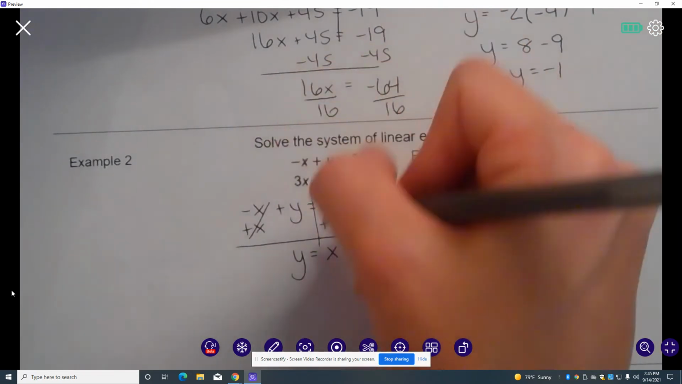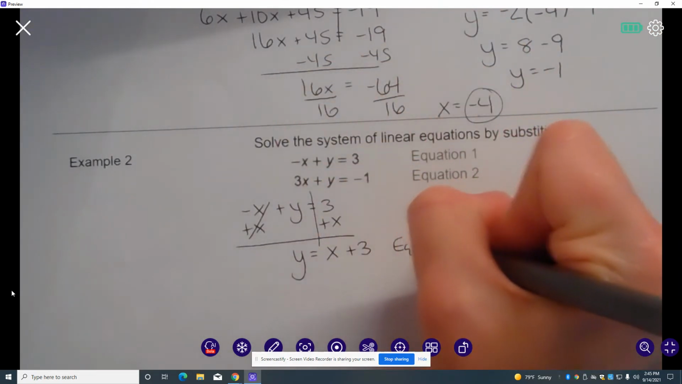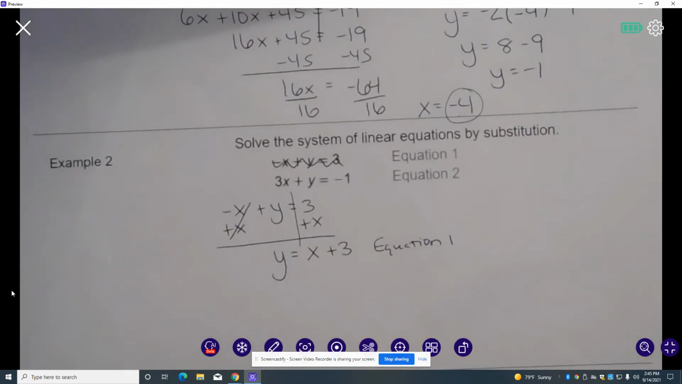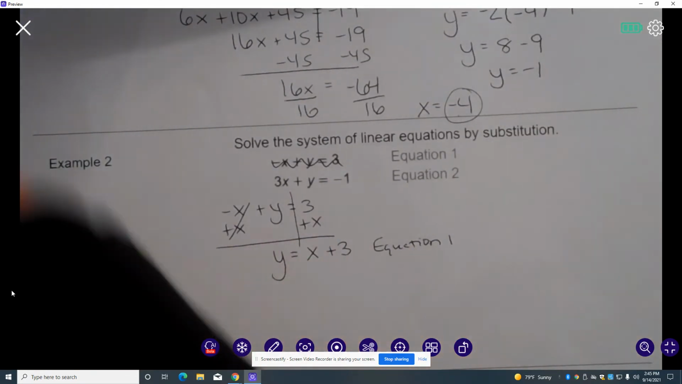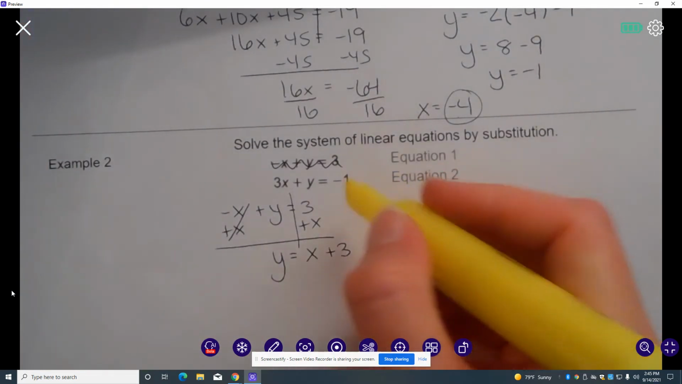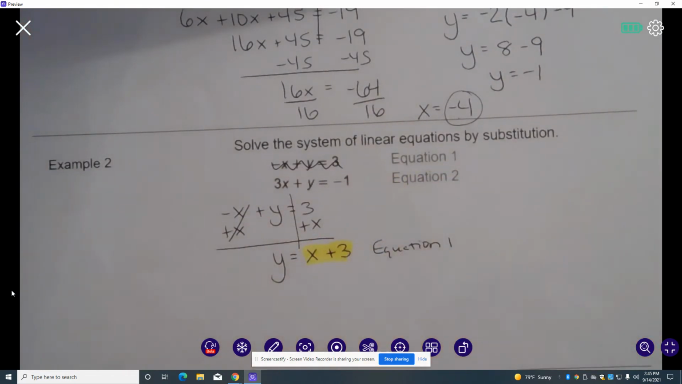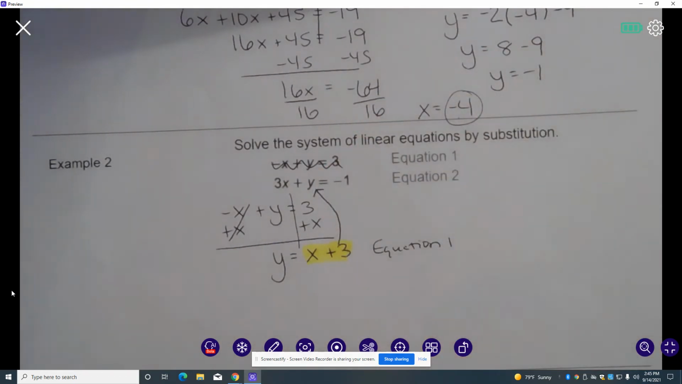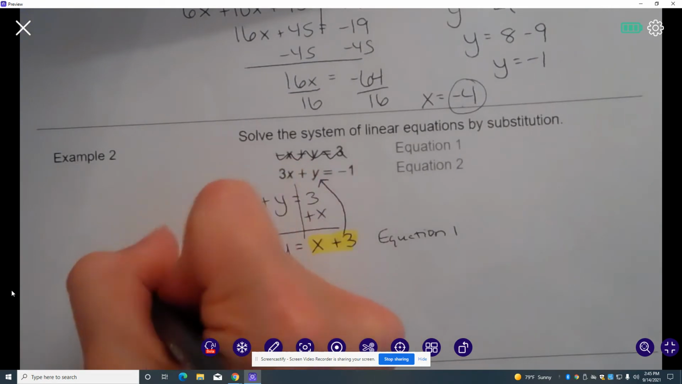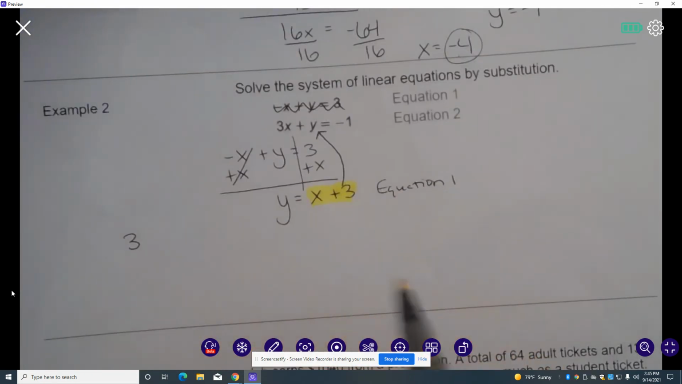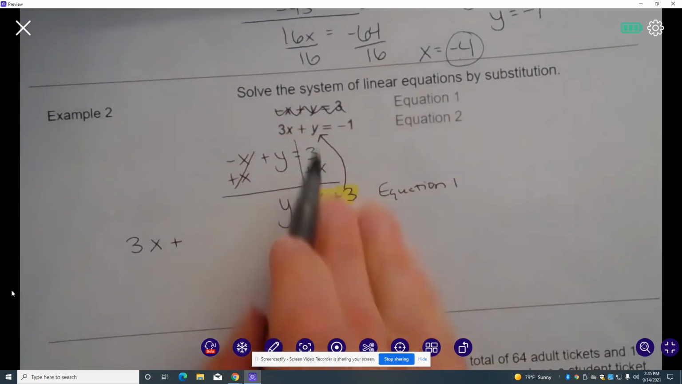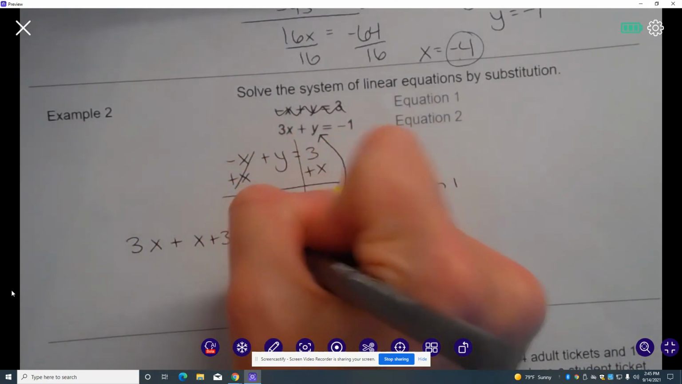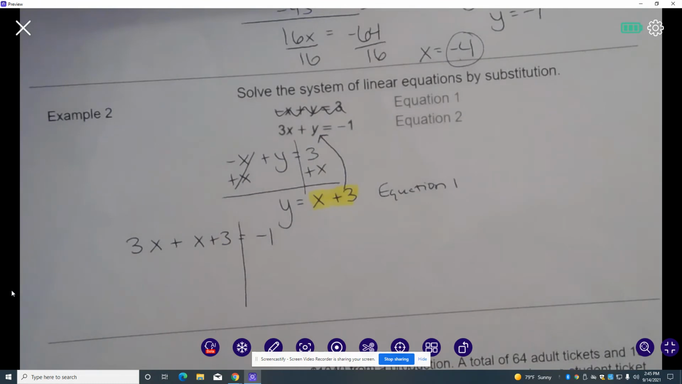Okay. So now I'm going to consider this to be equation 1. It's just rewritten. I'm not going to use this one. So now, since this is solved for y, if y is equal to x plus 3, I can take x plus 3 and substitute it in for y into my second equation. So my second equation, 3x plus x plus 3 is equal to negative 1. And I'm going to solve this for x.